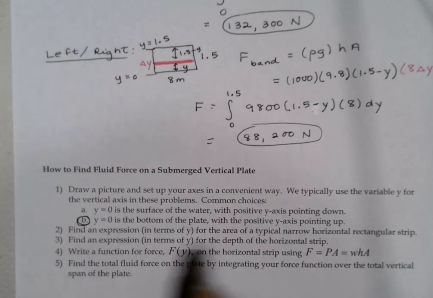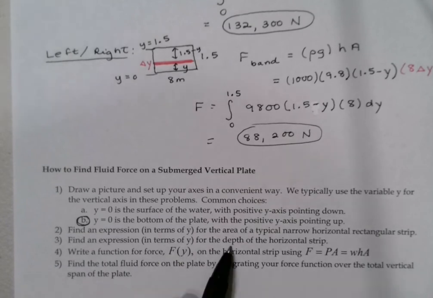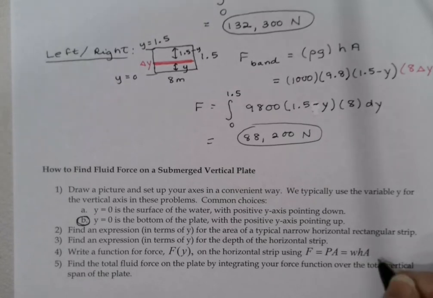We'll want to find an expression for the area of a typical narrow horizontal strip, and an expression for the depth of that strip. Then we plug into our force equation: pressure times area, or weight density times the depth times the area, or mass density times gravitational constant, times h, times A. We then integrate to get the total fluid force.